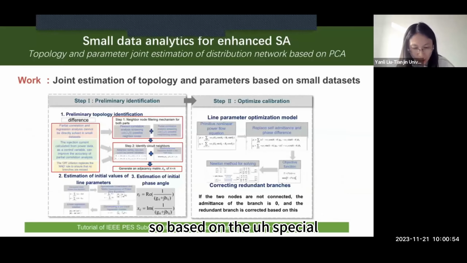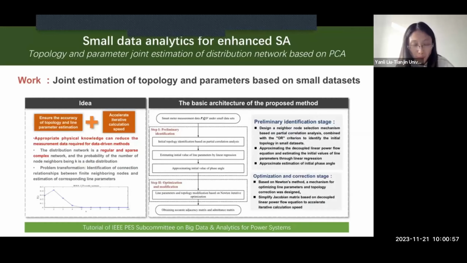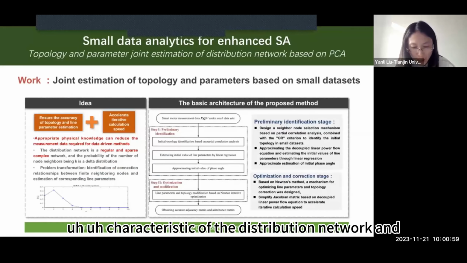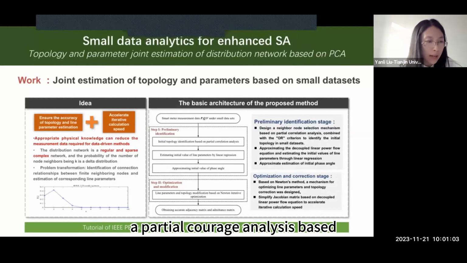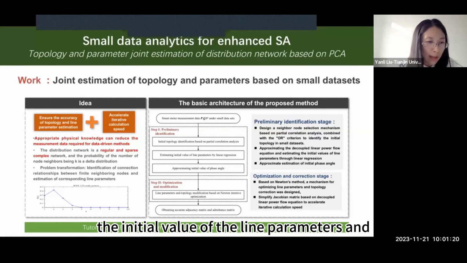So based on the spatial characteristic of the distribution network, a partial correlation analysis based neighbor node selecting method is designed, and the initial topology with small data size is robustly identified. Combined with the linear power flow equation, the initial values of the line parameters and the phase angle are estimated based on linear regression.